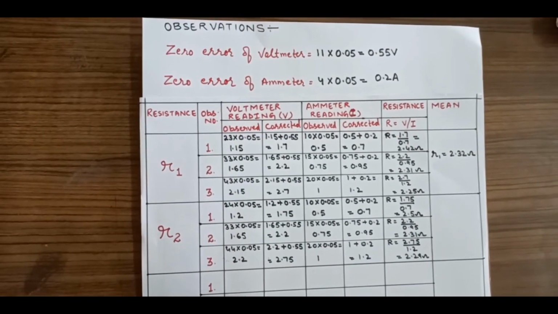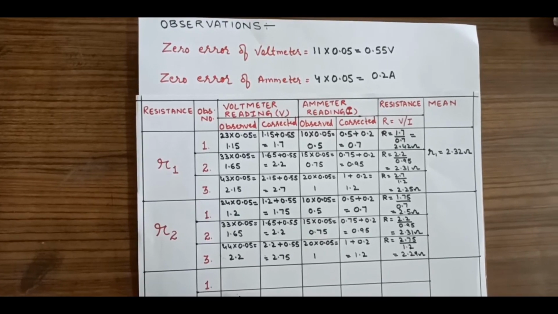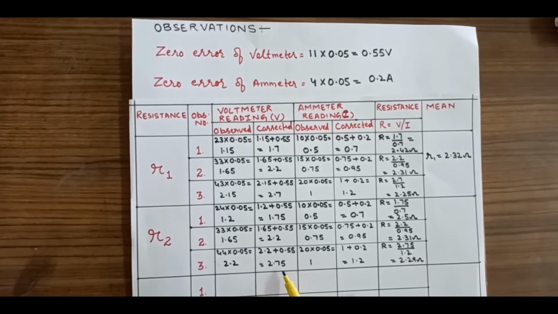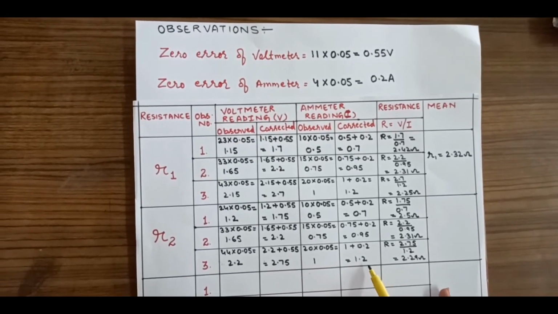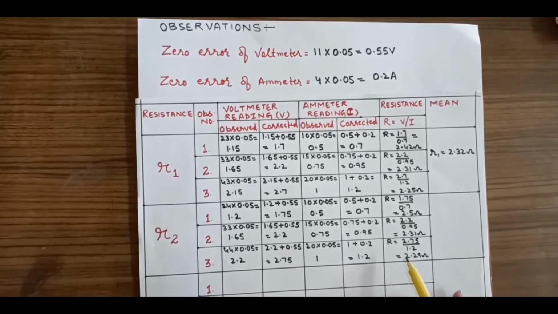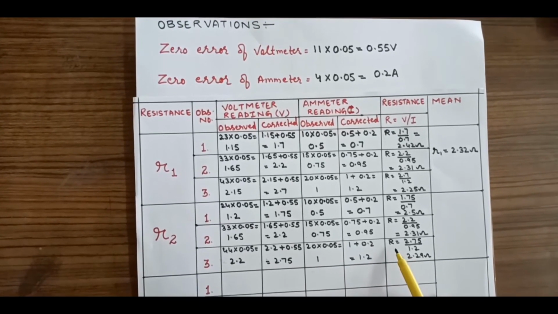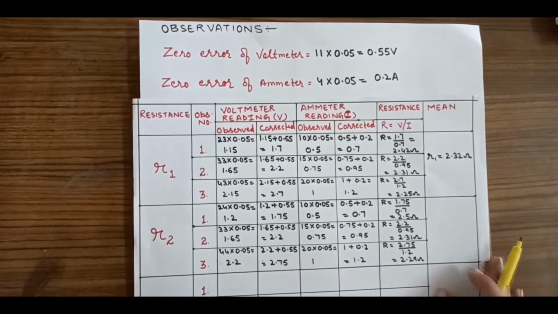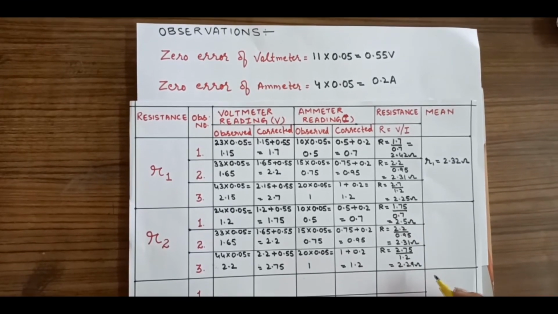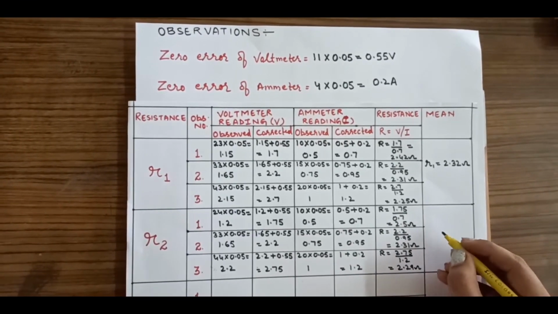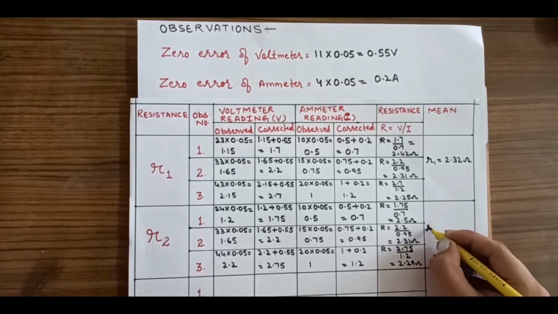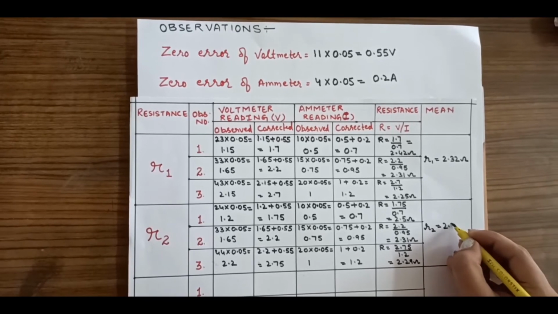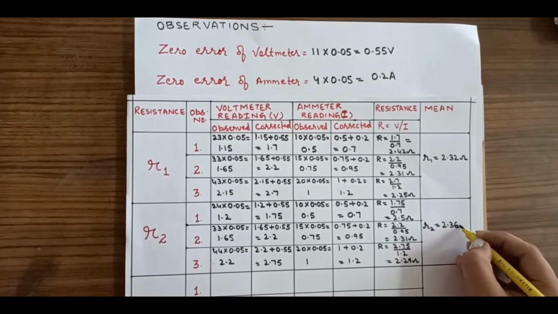In the same way, we have done the calculation for the third observation, by which we have got the value of the voltage 2.75 volt, the value of the current 1.2 ampere. By these values, we have got the resistance equal to 2.29 ohm. Through these three values, if we find the mean, then the mean value of R2 is equal to 2.36 ohms.